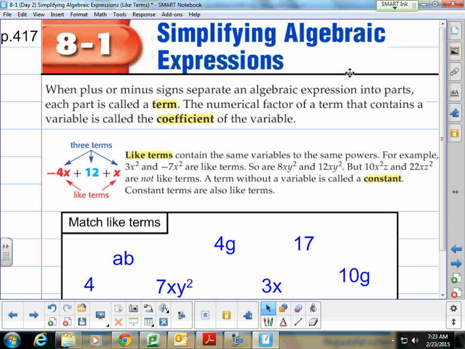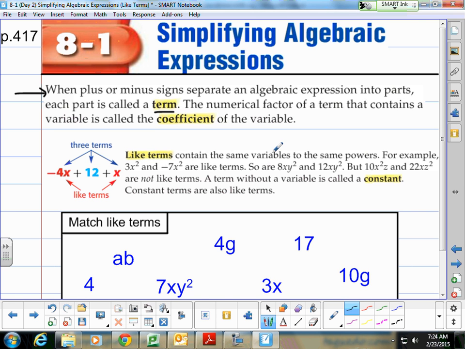So algebraic expressions, simplifying them. When a plus or minus sign separates the algebraic expression into different parts, each part is called a term. The numerical factor of each term that contains a variable is called the coefficient of the variable. So there's variables, there's coefficients, there's also constants. We'll see what all of these are.